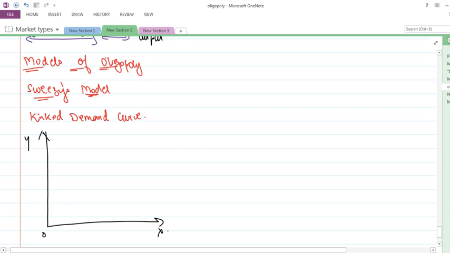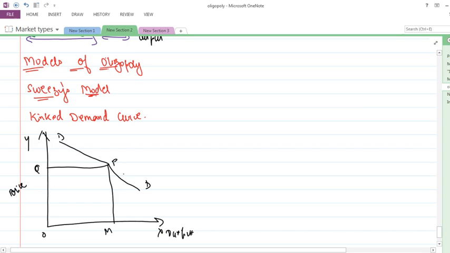On the x-axis we measure output, on the y-axis we have price. So this is the demand curve and this is the kink that they face. If the price which is determined is here, it is the price at Q. So OQ is the price and OM is the output. This is the DD curve.